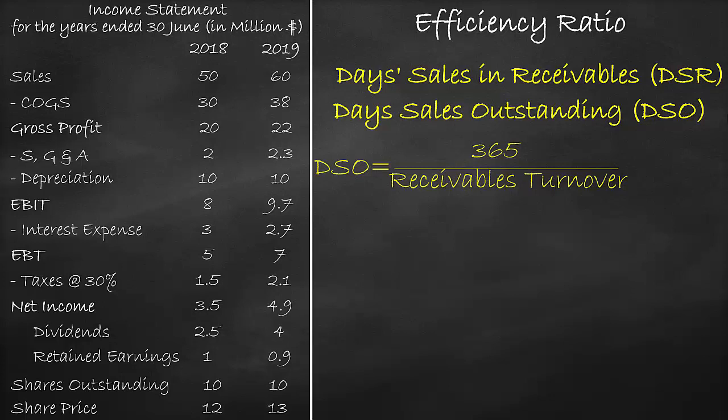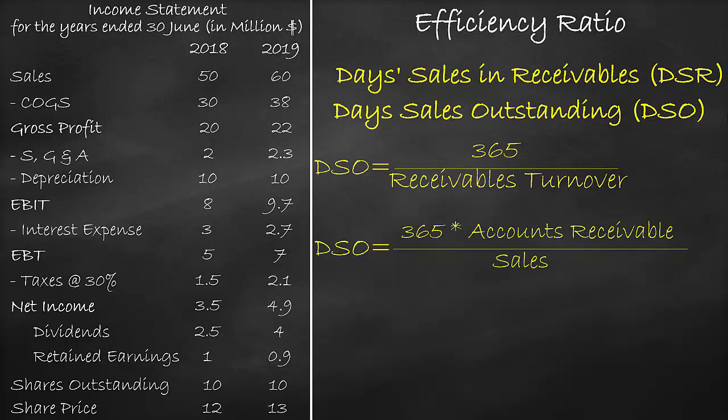Or we can rewrite the days sales outstanding formula as 365 times the accounts receivables divided by sales. We get the accounts receivables from the balance sheet and we get the sales from the income statement. Please note that the income statement is a flow account, which means it is calculated over a year, while the balance sheet is a stock account, which is calculated on a certain day. Since we cannot compare a year to a day, we need to convert a day into a year by getting the average of the two balance sheet items. So we will use one income statement and two balance sheets.